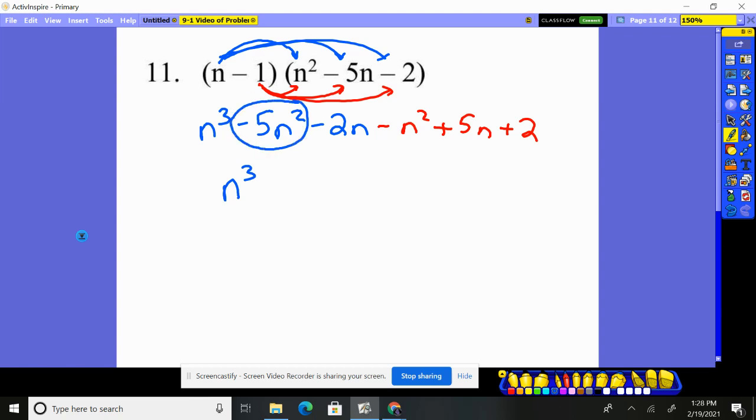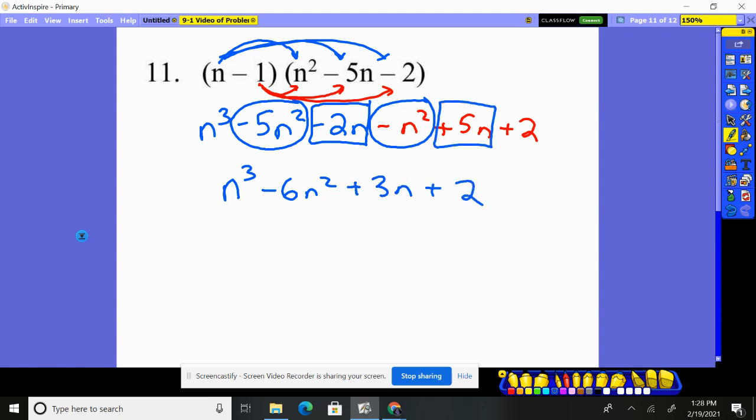Do you see any other n squares? Yes, right here. That's a loss of 6n squareds. Lose 2n, gain 5 of them back. Well, you're ahead by 3. And then you have the number 2 there.